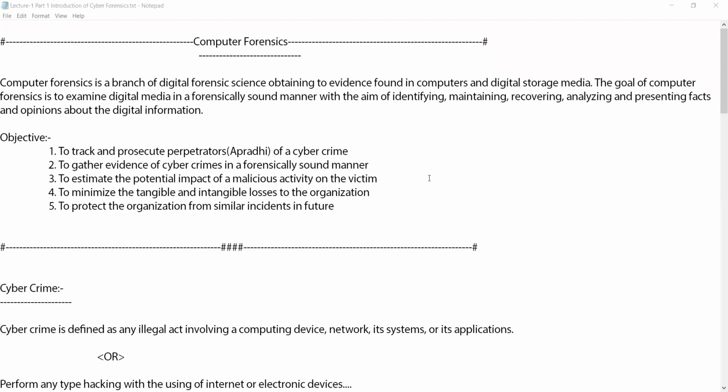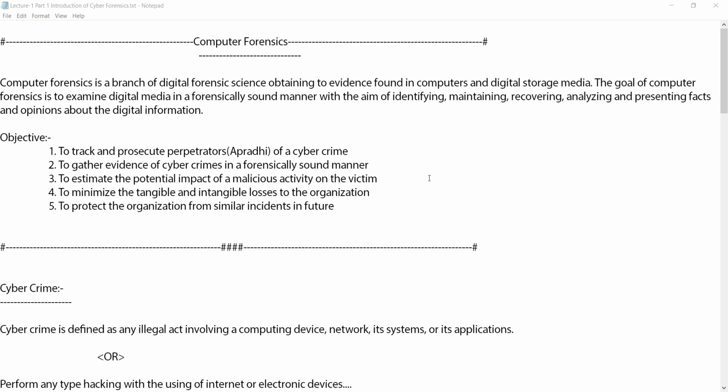Okay, the next objective is to estimate the potential impact of a malicious activity on the victim. As an investigator, you need to analyze the potential impact which the cyber criminal's malicious activity has had on the victim, and properly estimate how much loss has been taken by the victim. These are the things covered in the third objective as a forensic investigator.